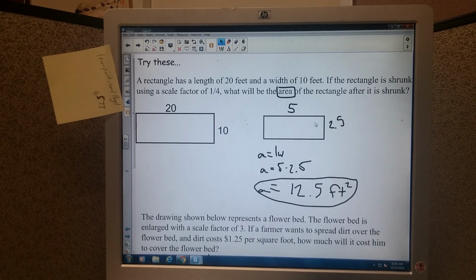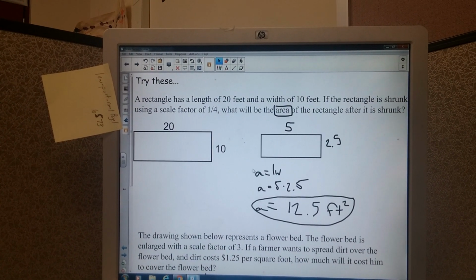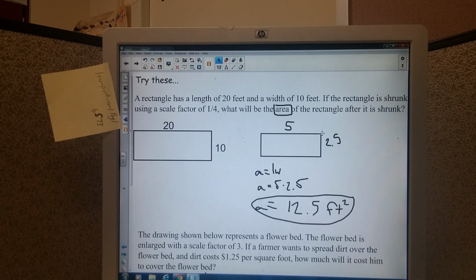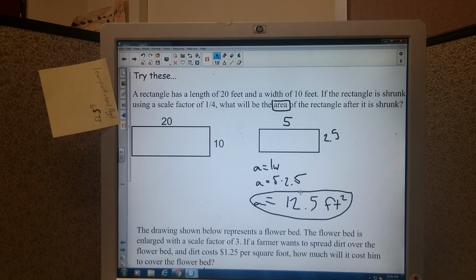Ultimately, the question wants to know, what is the area of the rectangle after it's shrunk? Well, it's a rectangle. Area is length times width. Our new dimensions is 5 by 2.5. 5 times 2.5 is 12.5 square feet.